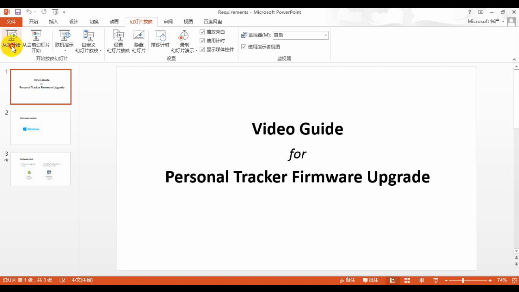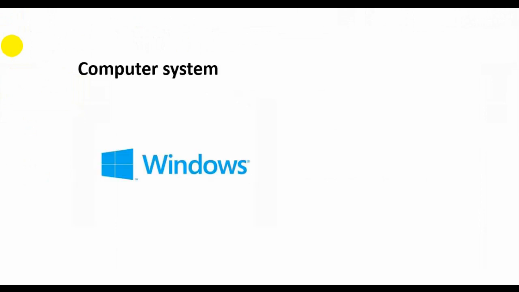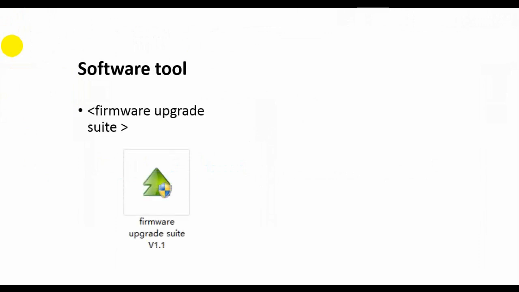Video guide for personal tracker firmware upgrade. To upgrade the firmware on computer, your computer system should be Windows. Software tool. Download firmware upgrade suite on your computer.